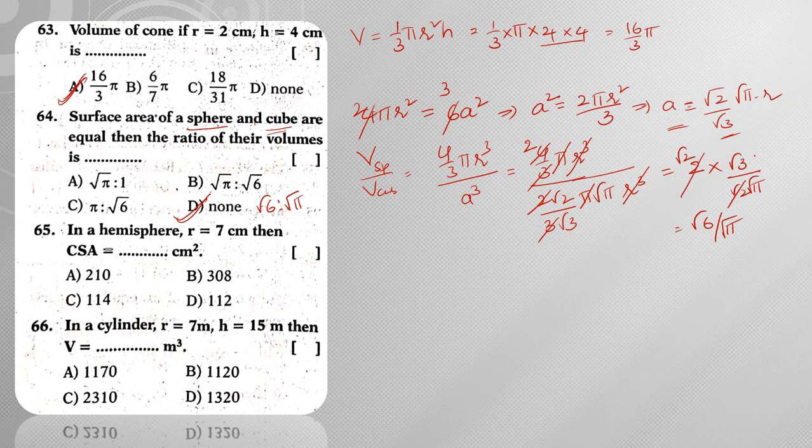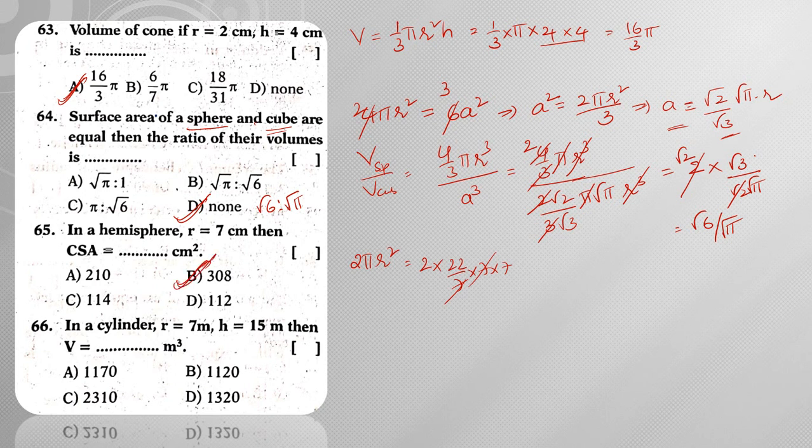Okay. Next, in a hemisphere, r is equal to 7, then CSA is equal to, CSA is nothing but 2 pi r square. Substituting the value, 2 into 22 by 7 into 7 into 7. So 7 7 gets cancelled. So 22 sevens are 154, 154 twos are 308.